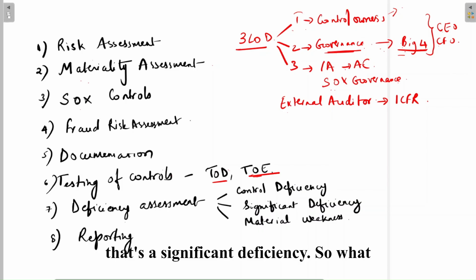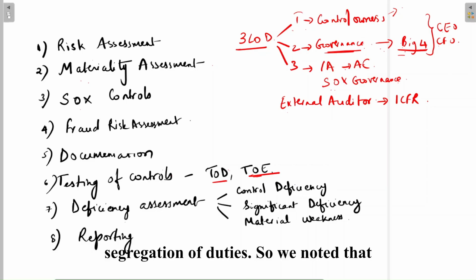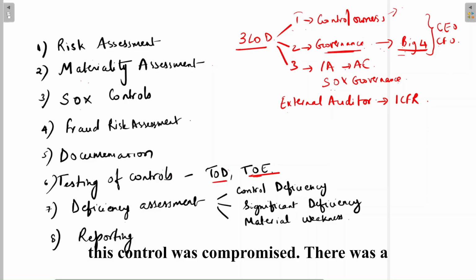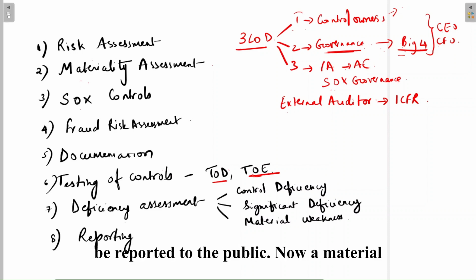Now, let's say there's a significant deficiency. So what does that mean? It's a bigger weakness, which means there could be errors, but it is not likely to cause a material impact on the financial statements. For example, there's a control for segregation of duties. So we noted that this control was compromised. There was a person who could create, approve invoices as well as make payments. But despite this error, there was no fraud, there was no misstatement, there was nothing that went wrong. Yes, this is a significant deficiency, but it did not lead to a material error. So in this case, it will be reported to the audit committee. There will be steps taken to, of course, rectify this, but it will not be reported to the public.